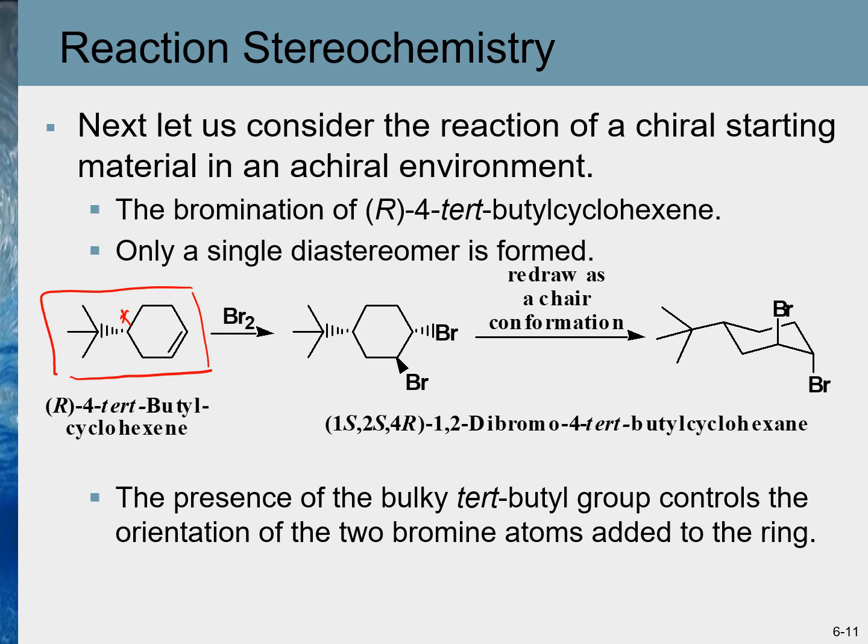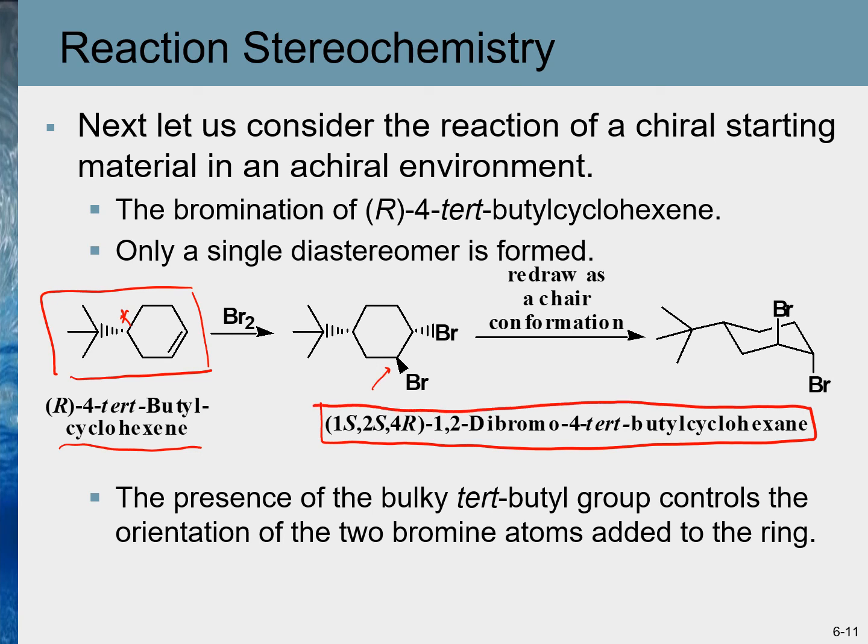So if we conduct the bromination reaction on this chiral alkene, again the addition will be anti-addition, so one bromine will be on top, the other one at bottom. And if you draw the cyclic chair structure, you will see that we get only one enantiomer at the end. Only a single diastereomer is formed. And why only a single diastereomer?